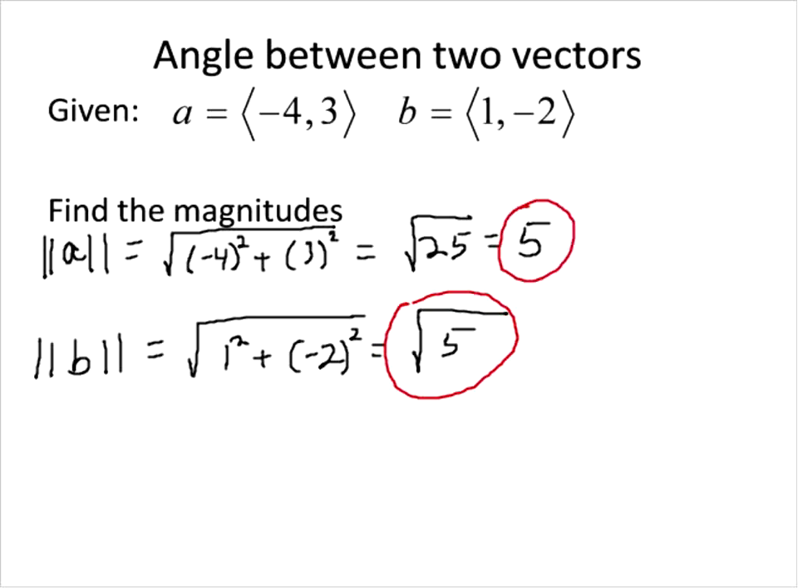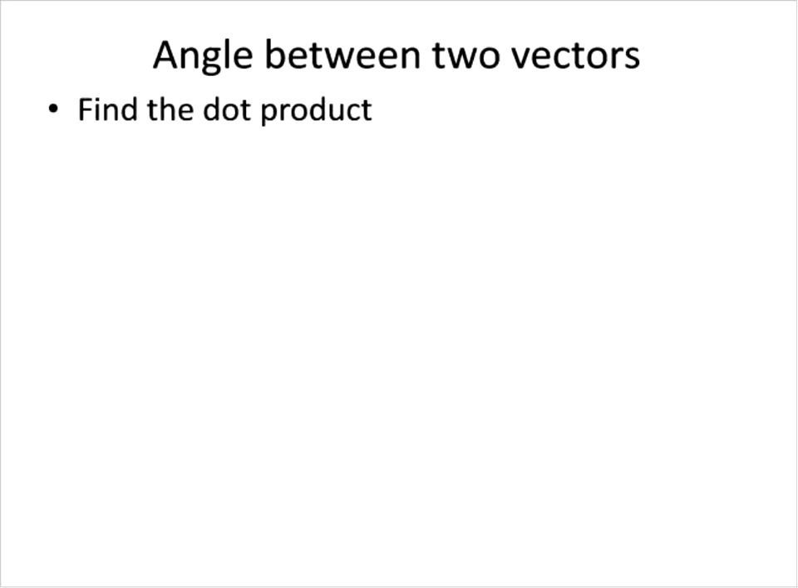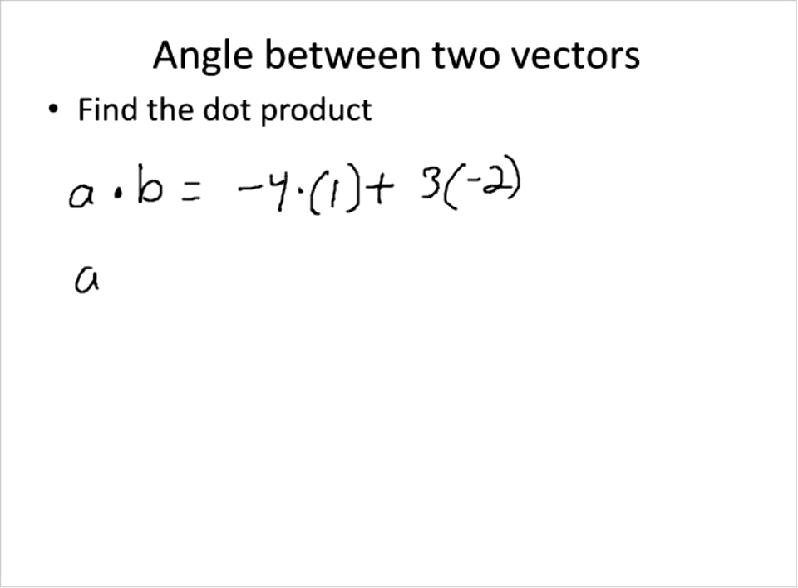The next thing I'd like to do is find the dot product. So I want to find the dot product. And remember that A dot B is equal to the first component, that was -4, times the first component in B, which is just a 1, plus the second component in A, which was 3, times the second component in B, which was -2. So A dot B is equal to -4 minus 6, which is -10.